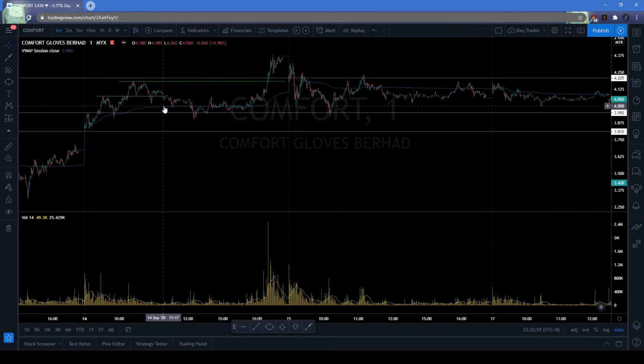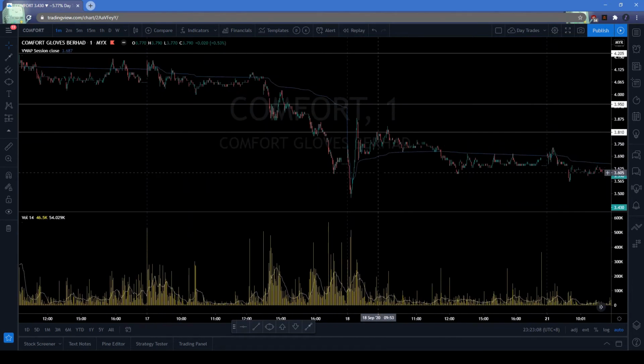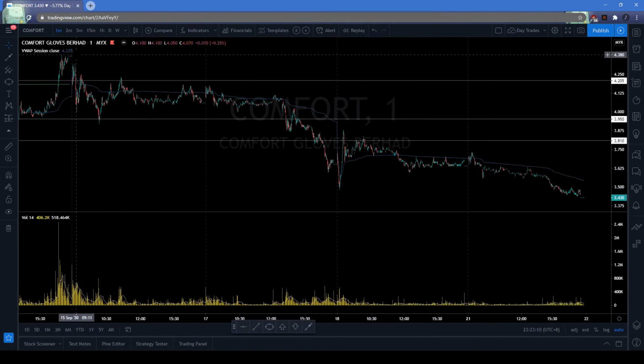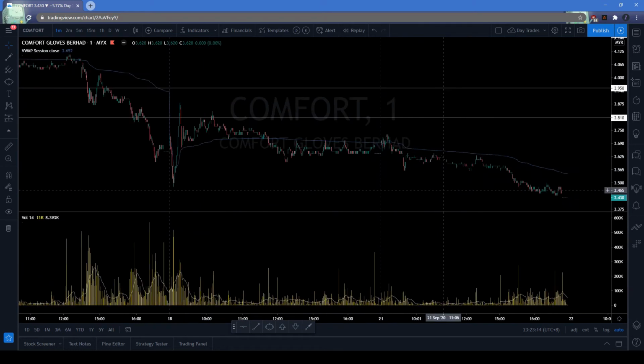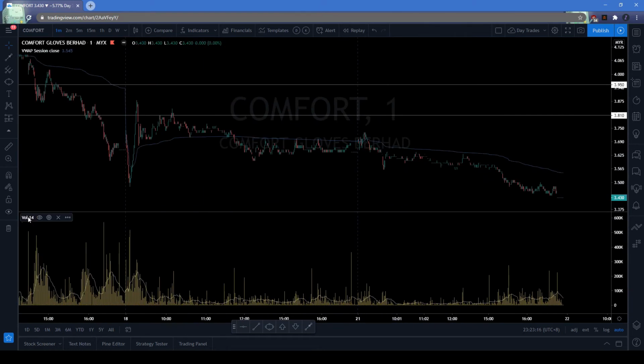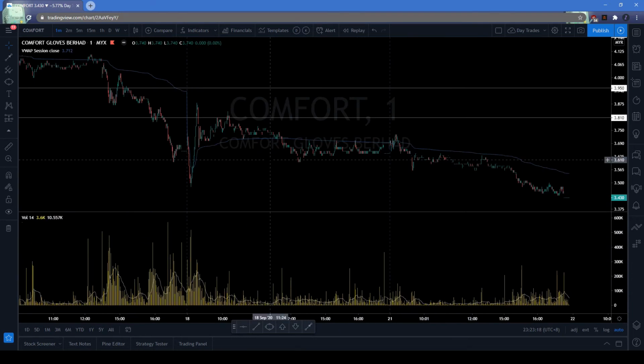As for indicators, I only use the VWAP, which is the volume weighted average price, and also volume. I don't use any moving averages, I don't use any RSI or MACD. I just play momentum. I identify where stocks have potential to be bullish for a short period of time, and all I need is volume, my support and resistance lines, with a bit of help from the VWAP.